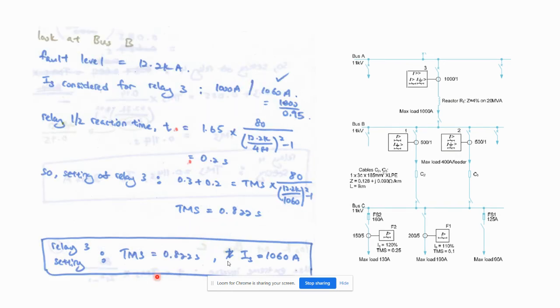So just now we looked at bus C. The grading at bus C is the same as the grading at any other buses. So now we look at the grading at bus P.